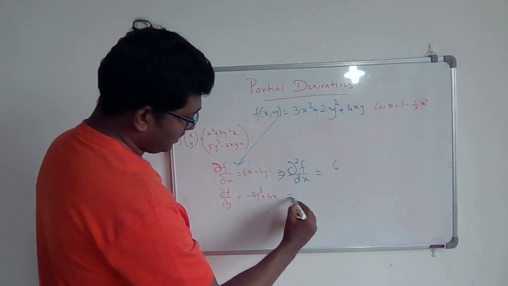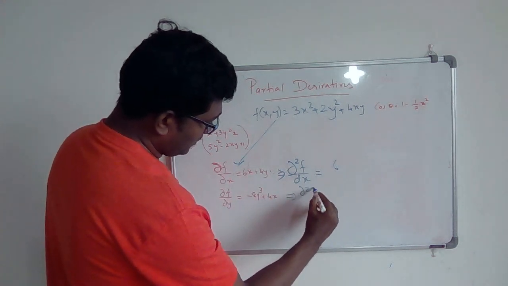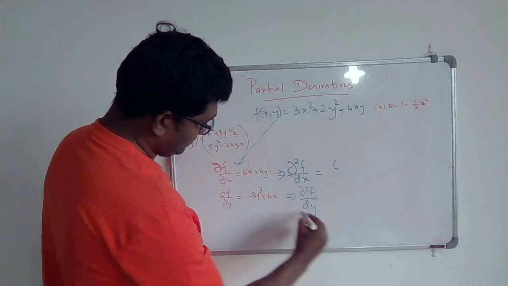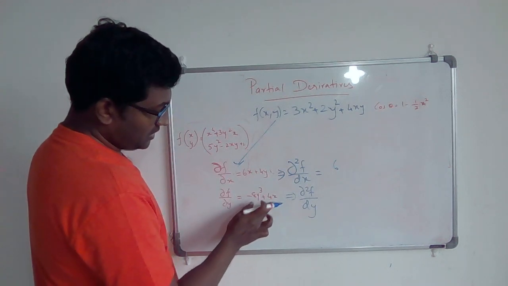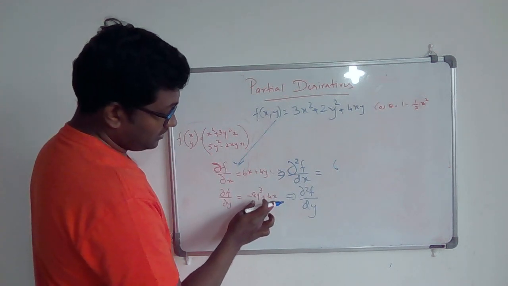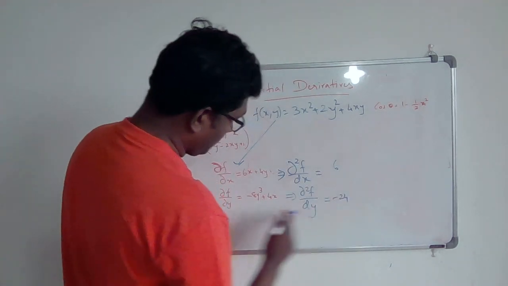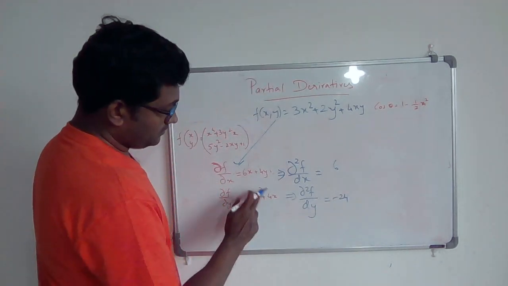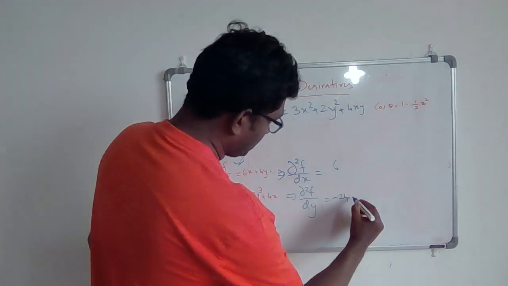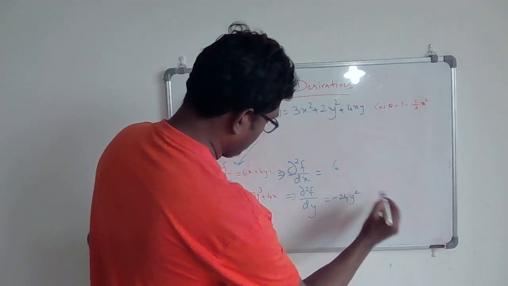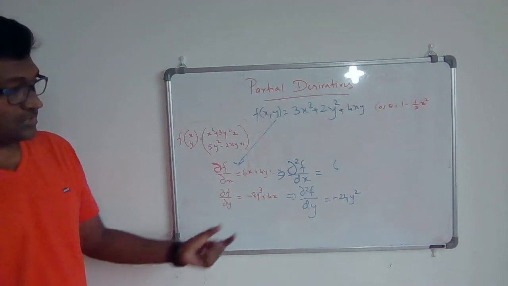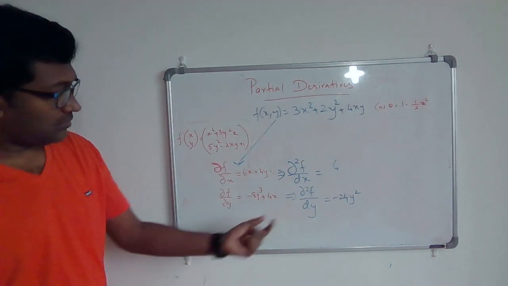Similarly, if you take the second derivative of this with respect to y, x becomes constant, it becomes 0, and this becomes minus 24y squared. Okay, so this is your second derivative.